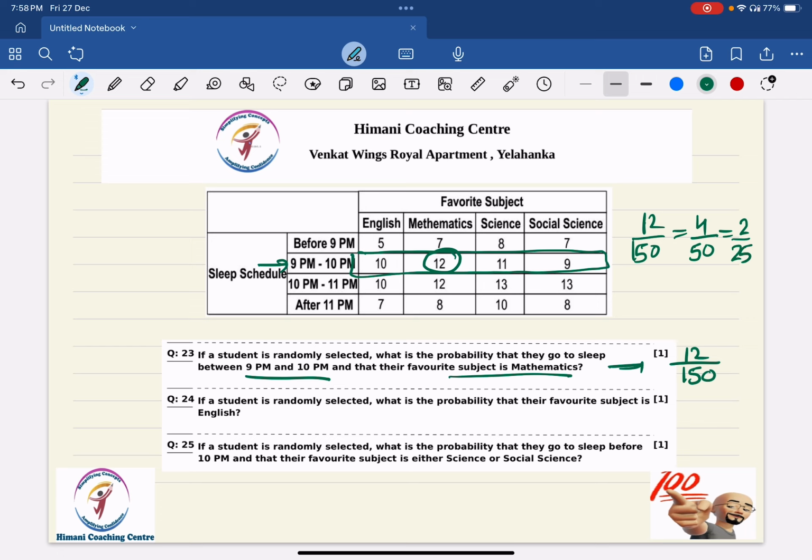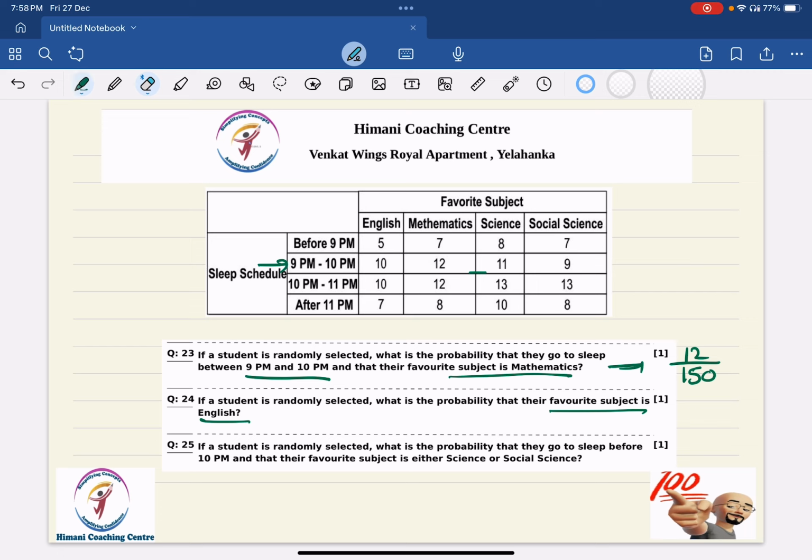as the answer. Now, next question: if a student is randomly selected, what is the probability that their favorite subject is English? We have to count all the students who have favorite subject as English. So just add all of them. Can you see, 10 and 10, 20, and 12, 32 such students are there out of 150. So 32 by 150, you can divide it by 2 and get 16 by 75 as the answer.